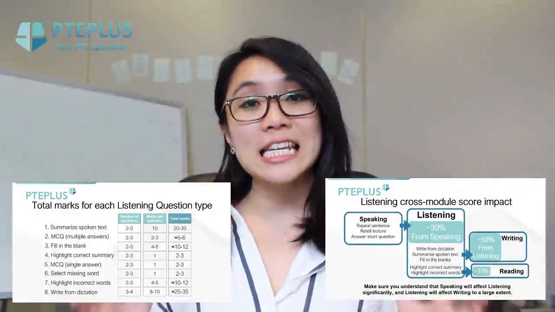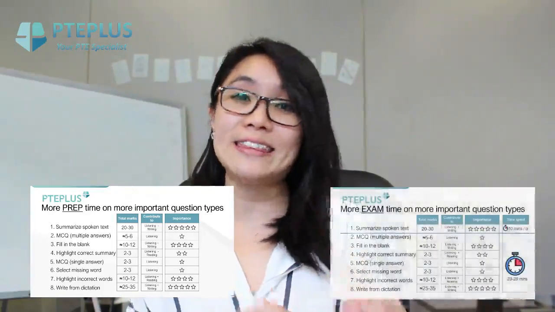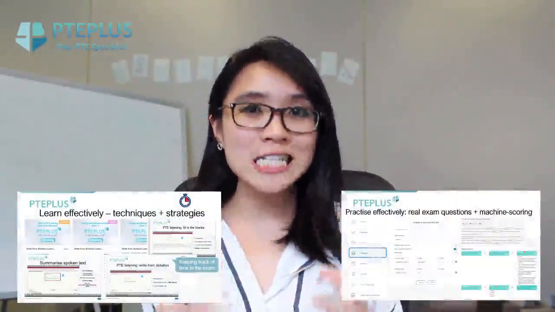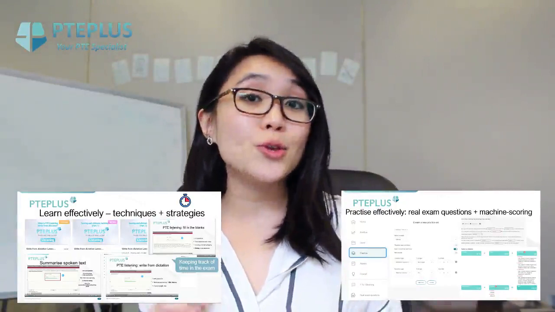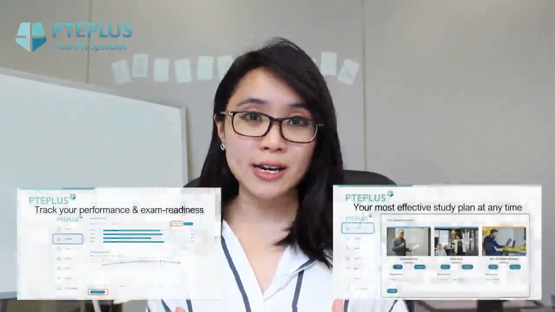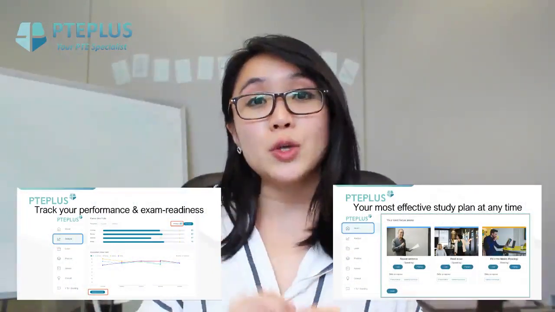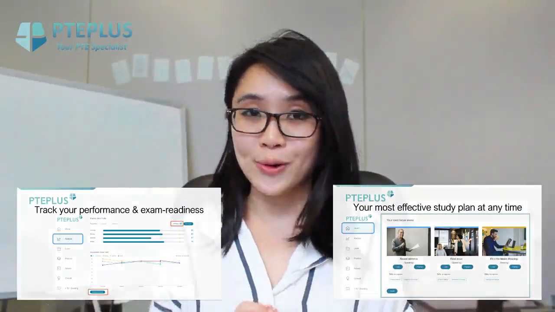So today we covered the key information you must know about the listening section of the exam and also how you can be most effectively preparing for it by ensuring that you spend more time on the important question types first, both in your preparation and also in the exam itself. Also, learning and practicing with the most effective techniques and strategies using real exam questions. And finally, working on the areas that are most effective in giving you the greatest uplift in your scores.